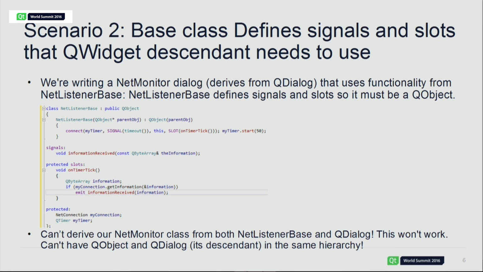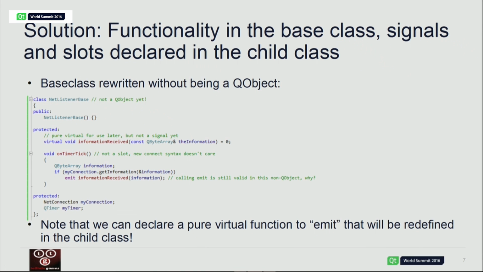But now we're trying to define a NetMonitor dialog, a QDialog, and we'd want to derive from this, but a QDialog is a QWidget, is a QObject. So we're already running into problems, and we can't have two QObjects in our hierarchy. So what are we going to do about this? What we can do is put the functionality in the base class, including the signals and slots functionality, but not actually define them as signals and slots until lower in the hierarchy, as in the child class. So here's the base class, but rewritten without being a QObject.